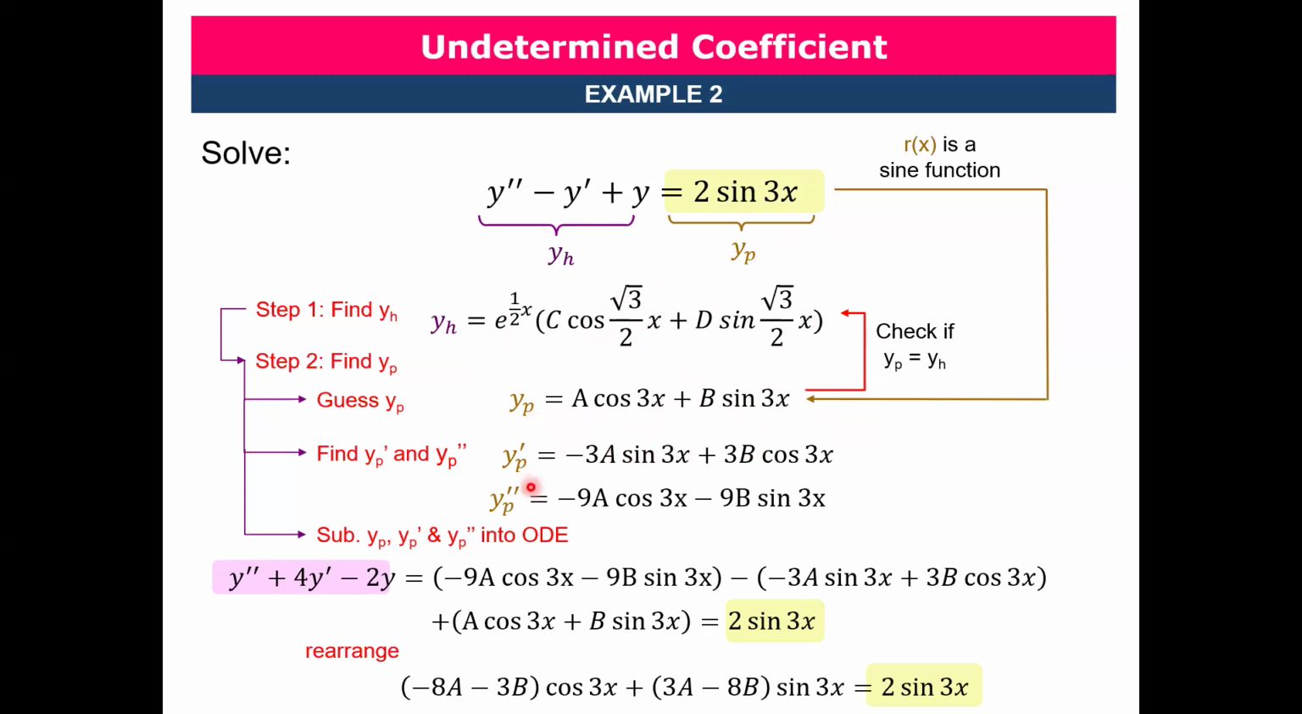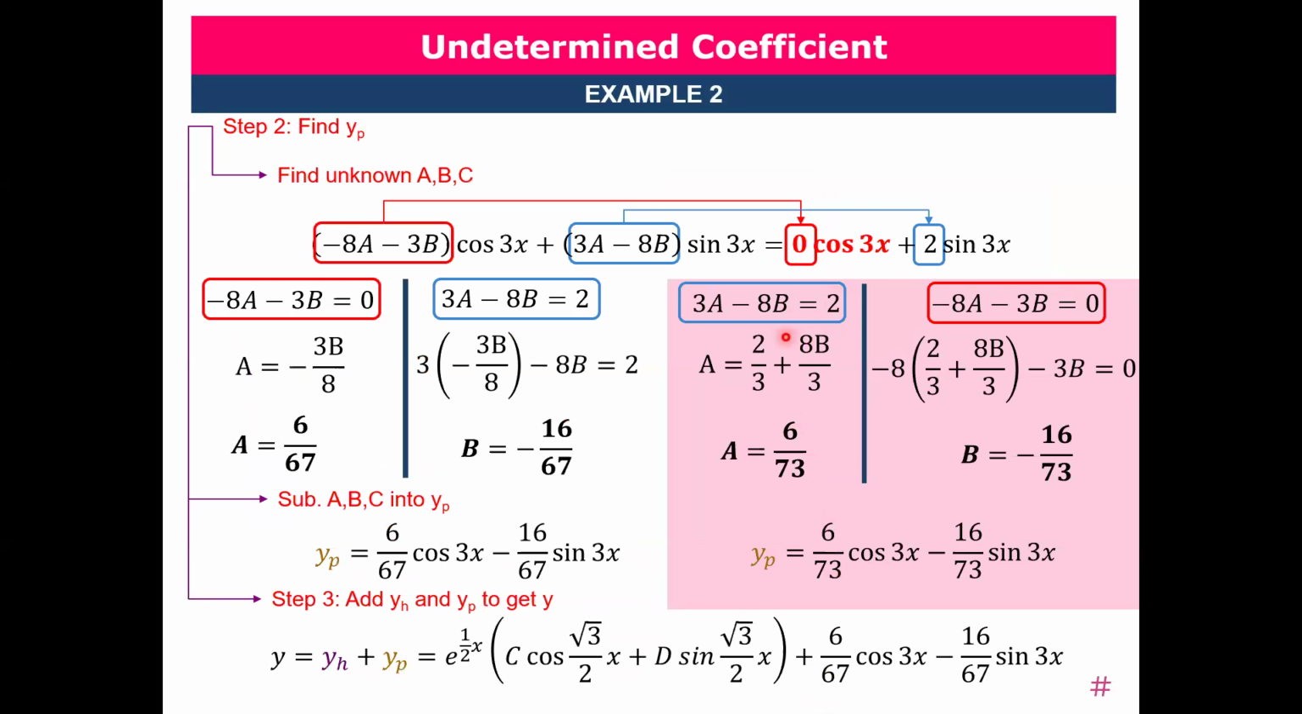Alright, so find YP prime and YP double prime, and later we substitute into the ODE here. This is the left hand side. Substitute the YP inside the ODE, and that part is equal to the non-homogeneous part, which is 2 sine 3x. We rearrange it, we group the terms for cos 3x and sine 3x.